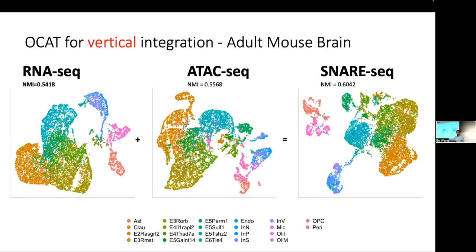Then we apply OCAD using the same idea, basically two steps: selection of goal cells, and reconstruct. It turns out this simple idea still works for vertical integrations. You will find that after OCAD, the MI is greatly improved in terms of preserving cell type heterogeneities.